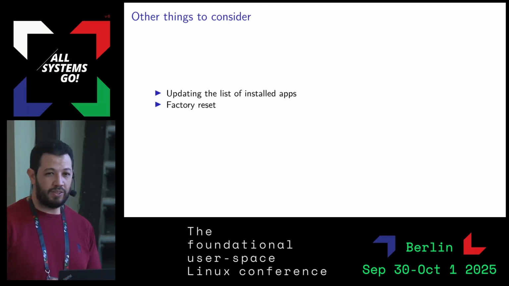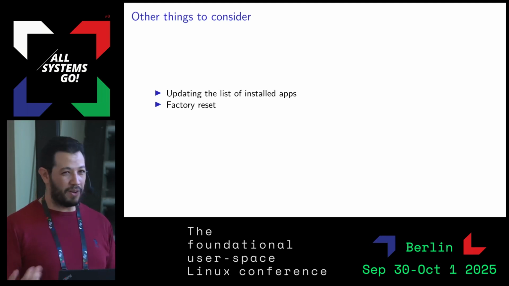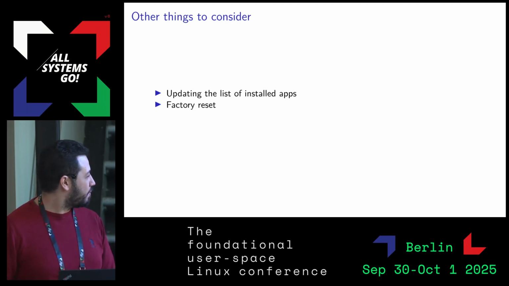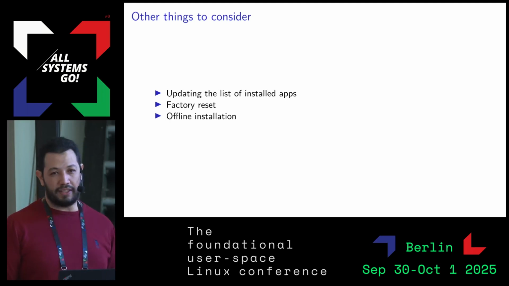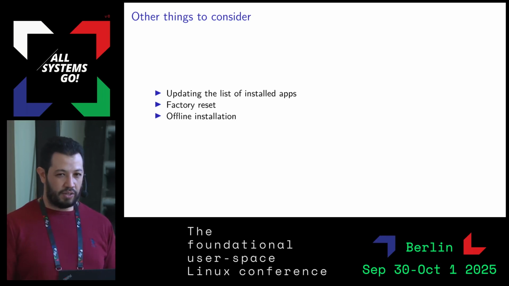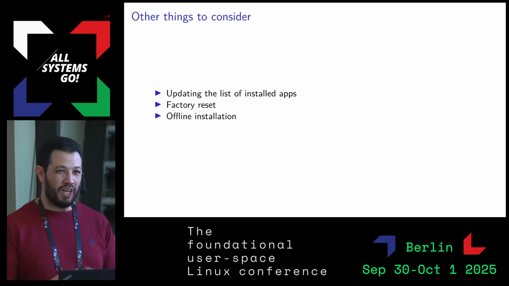Factory reset. So if we want to start with a clean slate, we want to have our pre-installed apps back. So we want to go to a clean system without reinstalling. And offline installation. So we don't want the system to be downloading things from the internet on the first boot, especially if it's hidden. So in this case, you will have to make it very visible that you're downloading apps.